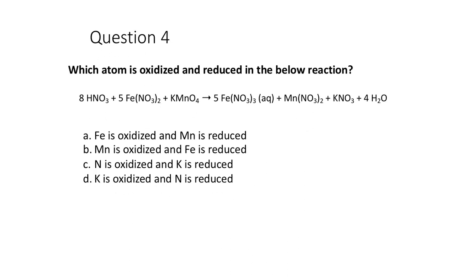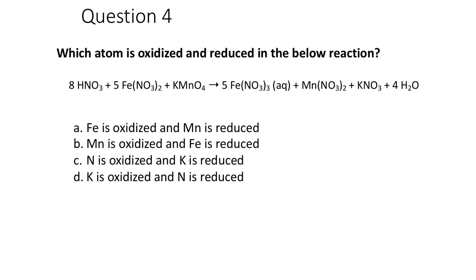Which atom is oxidized and reduced in the below reaction? So let's look for what's unchanged. So I see nitrate, nitrate, and nitrate. So it doesn't appear that the N or the O in nitrate is undergoing any kind of change. So we have nitrate here with manganese and iron. What is changing? We'll have iron 2+ here. How do I know that's a 2+? Well, iron's paired up with 2 nitrates. So that's how I know that's iron 2+.